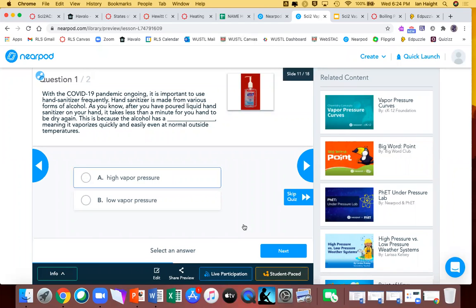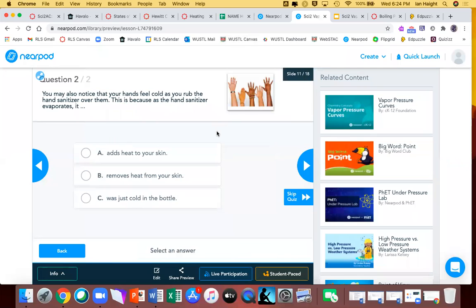And then the next one was your hand feels cold after applying hand sanitizer, right? We all have first-hand experience with this. Get it? But it's because just like sweat, as it evaporates off your hand, it removes heat. And so that's why it feels cold to the touch.